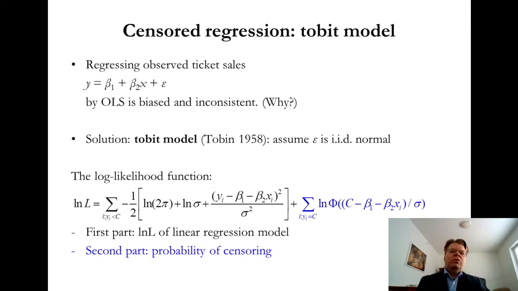And of course, if you think about it, if it is just a very small fraction of observations that are censored, if you have 10,000 observations and only one of them is censored, then it wouldn't really make a big deal. So this of course becomes more and more critical when a larger proportion of observations are actually censored.